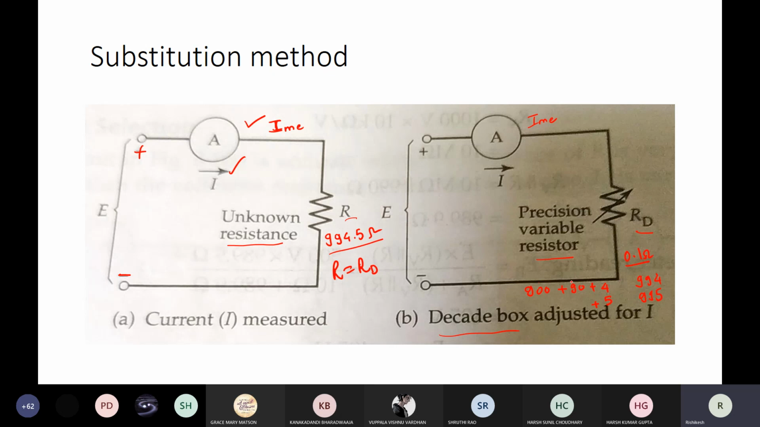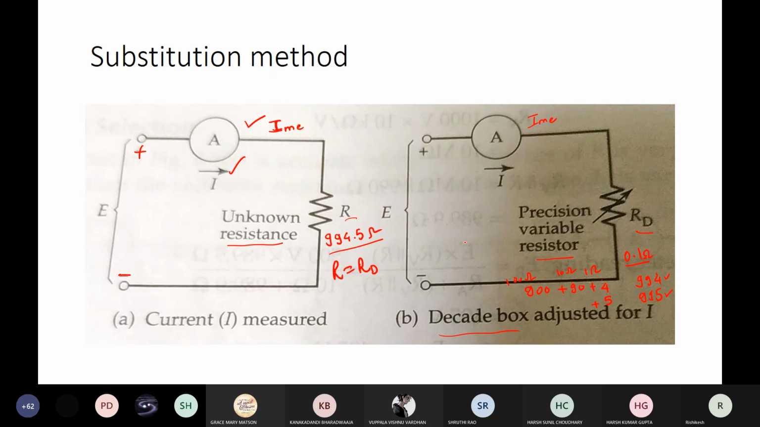But let's say you have only 3 options. So the minimum is 1 ohm, then 10 ohms, and then 100 ohms. These are the steps with which you can increase the resistance. So then you have to either go with 994 or 995. In both cases, the error will be 0.5 ohms. So it all depends on how precisely you can vary the resistor. This is the limitation of this approach, known as the substitution method for resistance measurement.